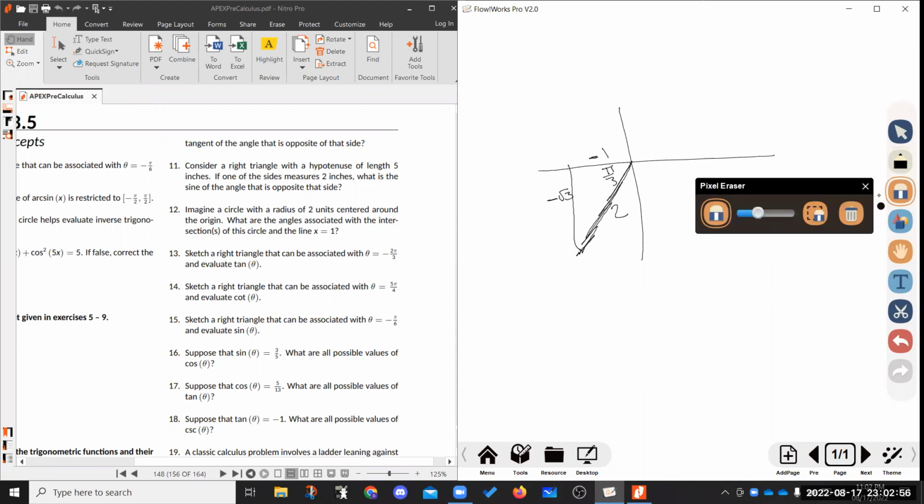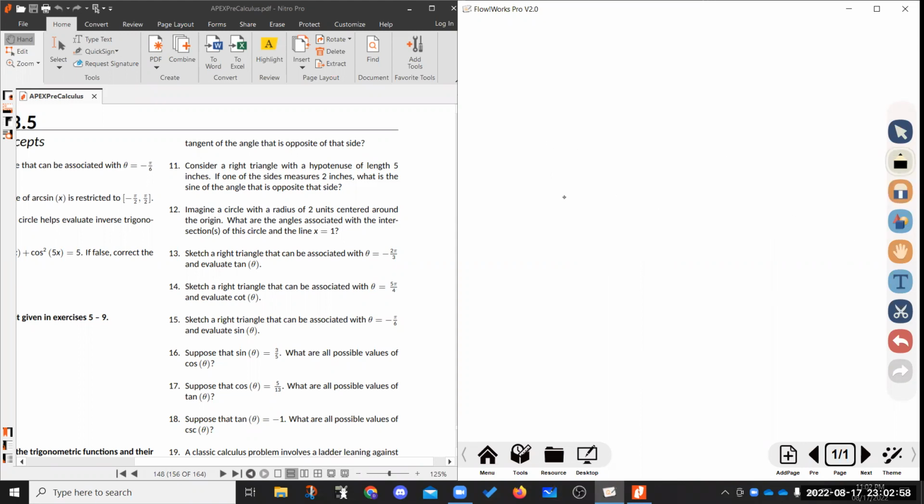Number 14 asks me to sketch a right triangle that can be associated with 5π/4. So that's going to be down here again in quadrant 3. My reference angle is going to be π/4. So this is going to be -1 and -1 and √2, because it's a 45, 45, 90 right triangle. Those are the proportions, 1, 1, √2 for a 45, 45, 90.